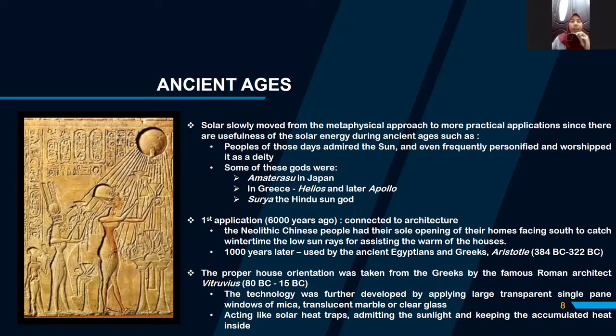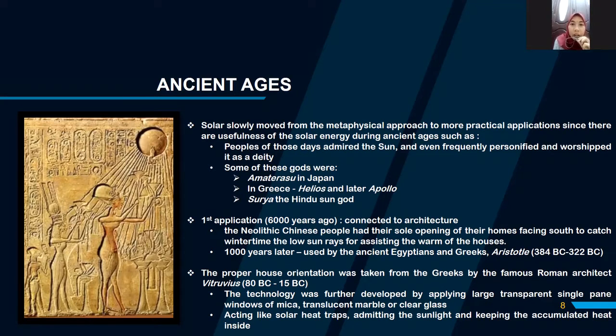Next, in the ancient age, solar slowly moved from the metaphysical approach to more practical application since there was usefulness of solar energy. People of those days admired the sun and even frequently personified and worshipped it as a deity. Some of these gods were Amaterasu in Japan, in Greece Helios and later Apollo, and lastly Surya, the Hindu sun god.